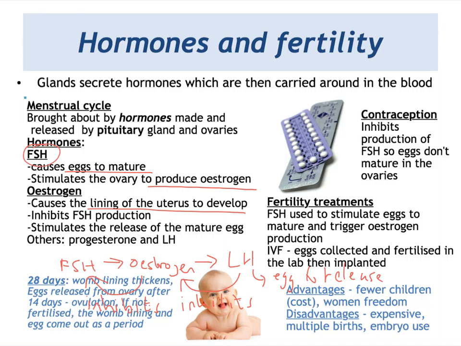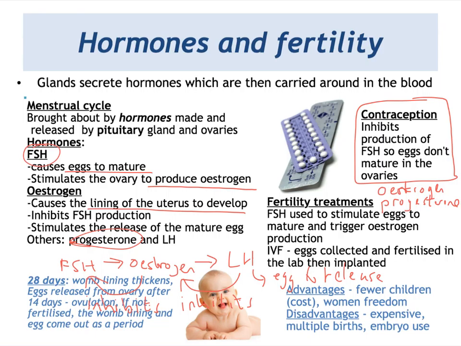Contraception, the idea is we inhibit production of FSH so eggs don't mature. Okay, so what we'll do is we will use estrogen as the contraceptive pill. A lot more often now they use progesterone, and that's because there are fewer side effects, but it has the same role. So that's how you spell progesterone down there.